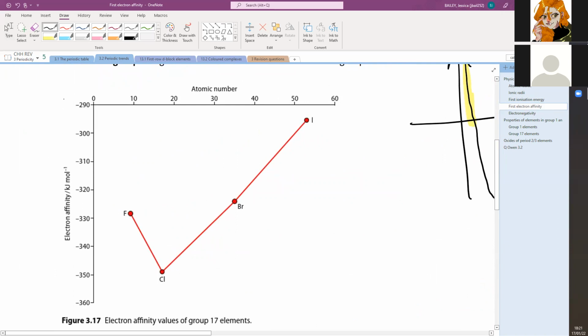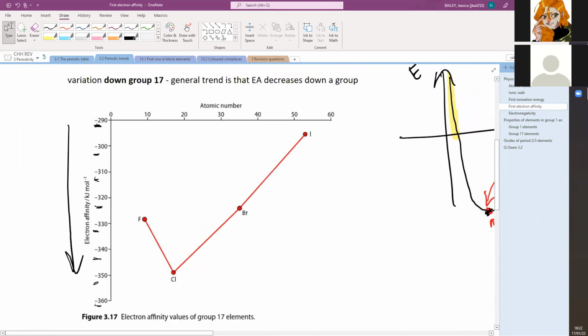What exothermic means is that the electron affinity is represented on a scale like this. The more exothermic you are, the further down the scale you are, because this has got to do with how much energy has been released. Remember, exothermic is always negative. So the more negative you are, the more energy you've released, and hence they say your electron affinity is higher.